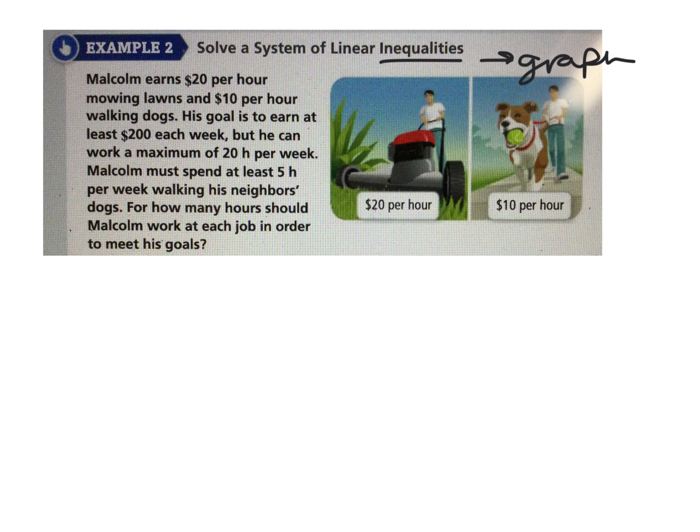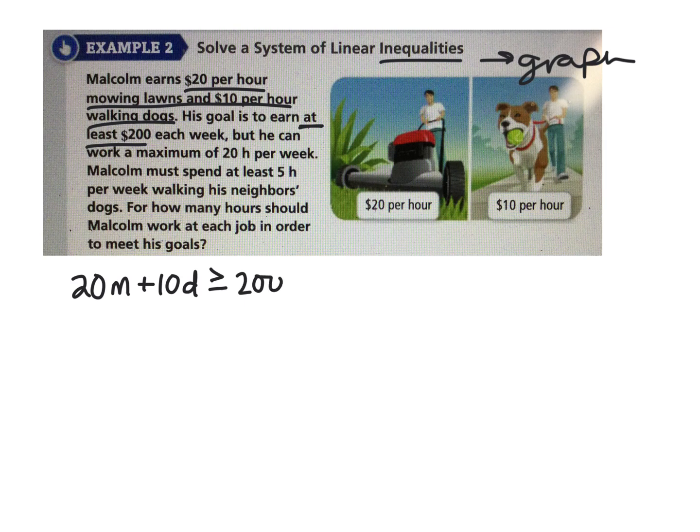So this problem says Malcolm earns $20 per hour mowing lawns and $10 per hour walking dogs, and his goal is to earn at least $200 each week. So if I write that as an inequality, that's going to be $20 an hour mowing lawns, so I'm going to use an M, and $10 an hour walking dogs, use a D, needs to be at least, so greater than or equal to, $200.